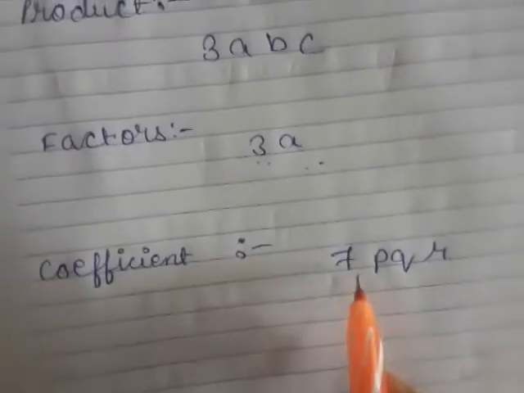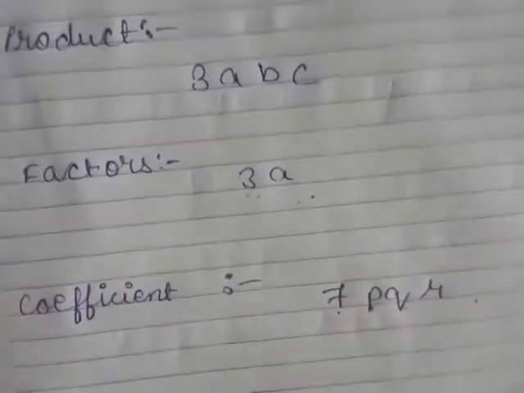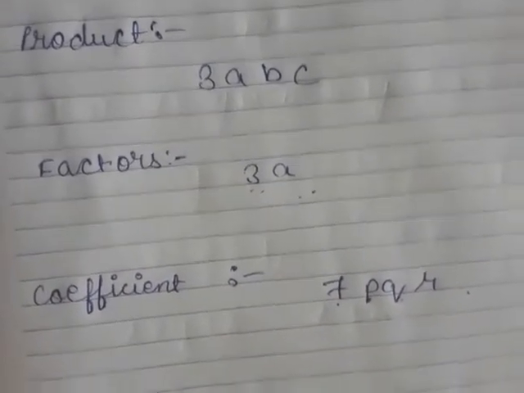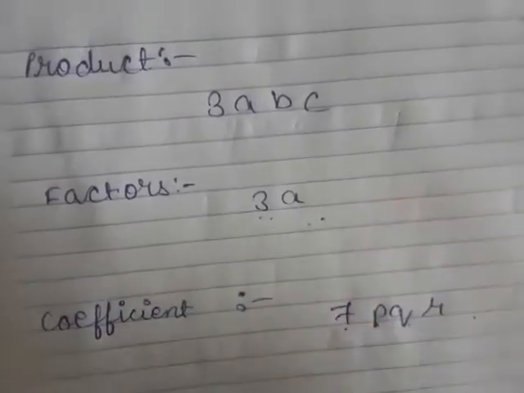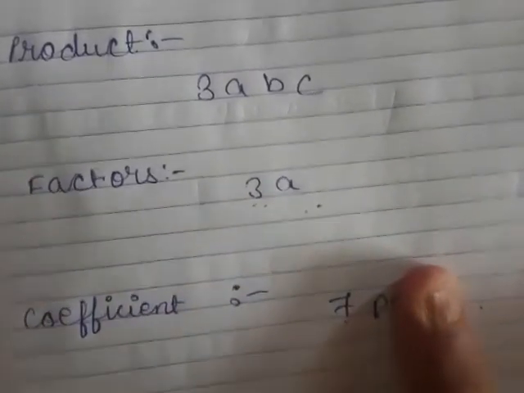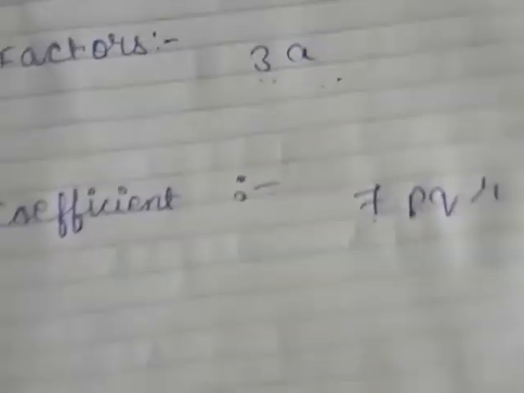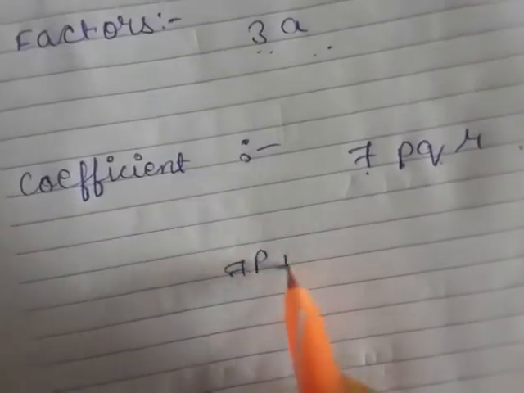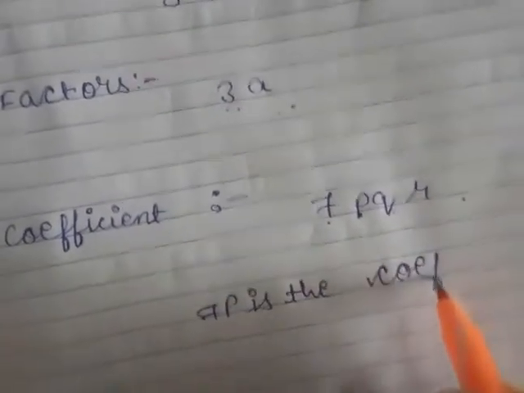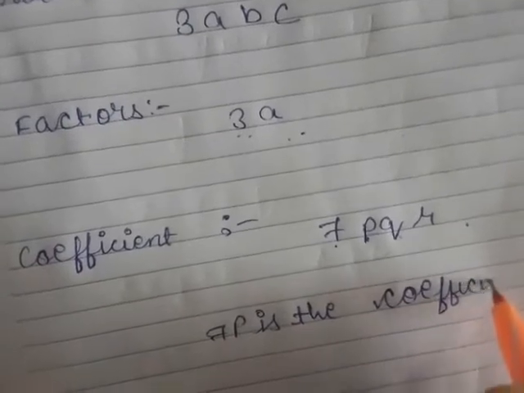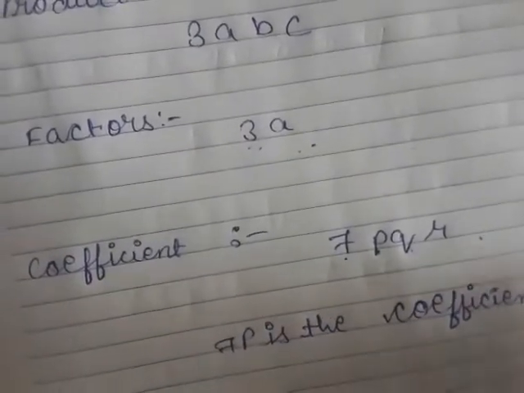Like the question is 7PQR. Find the coefficient of QR. We cover it with a finger. Okay. Now what is left behind? 7P is left. Therefore 7P is the coefficient of Q and R.